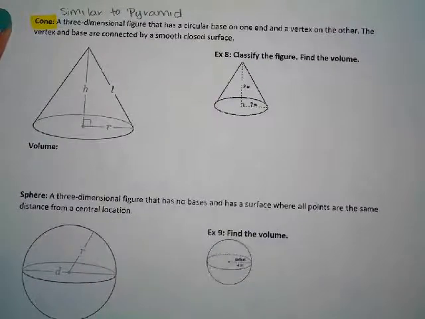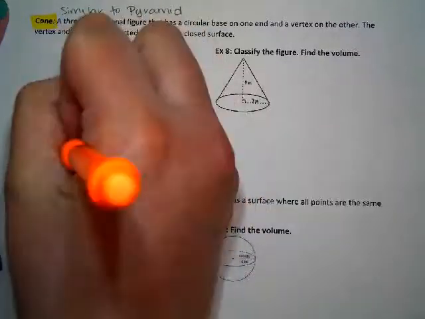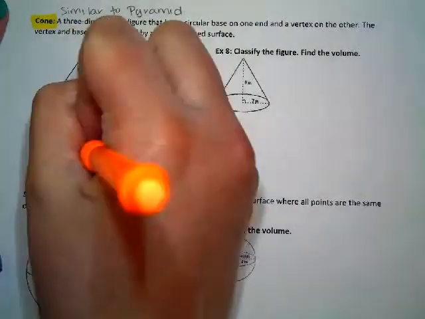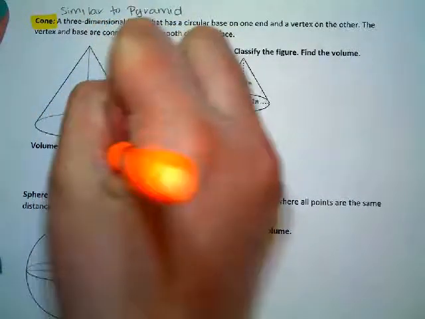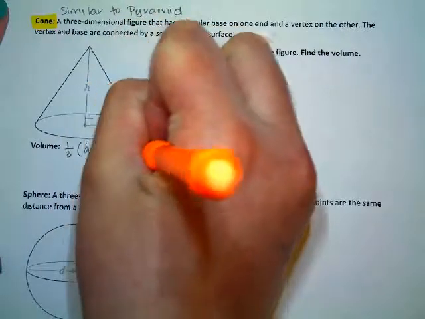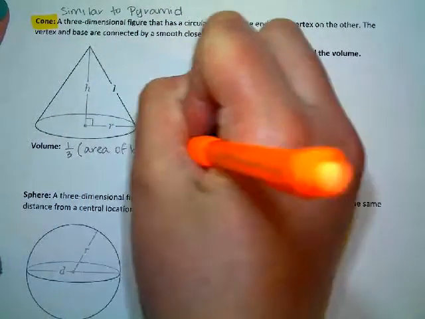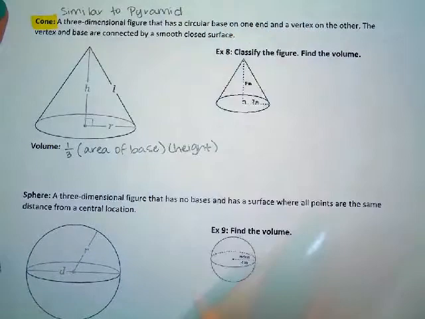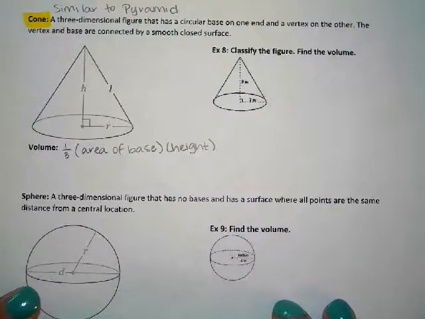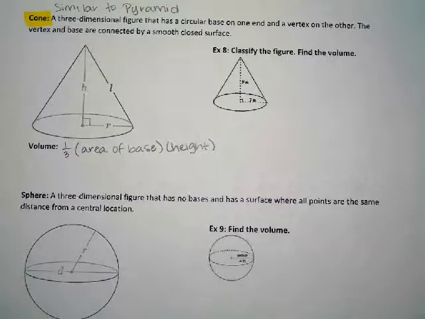So the volume for a cone is 1/3 times the area of the base multiplied by the height, which is exactly how we find the volume of a pyramid. Exactly the same. But with a cone, the area of the base is always going to be the same shape. What is it? A circle.